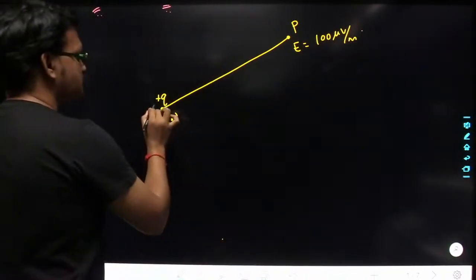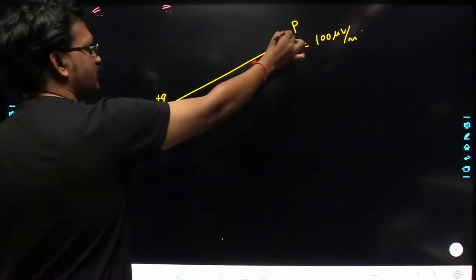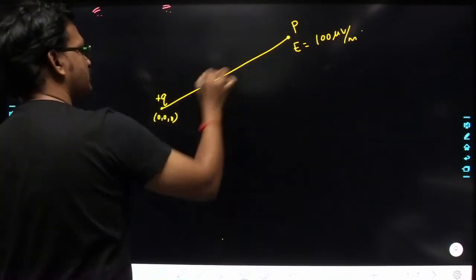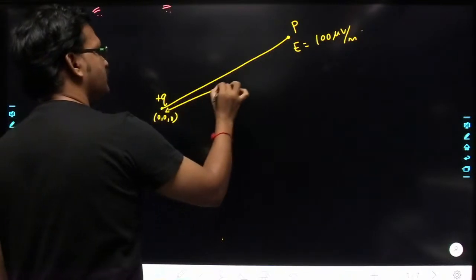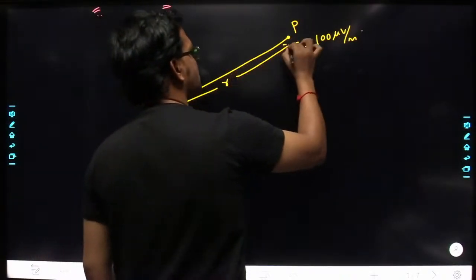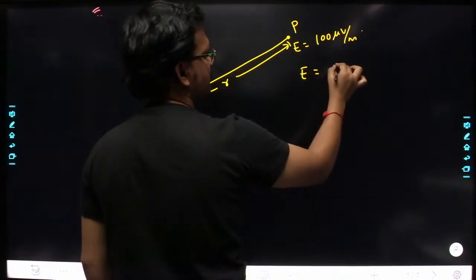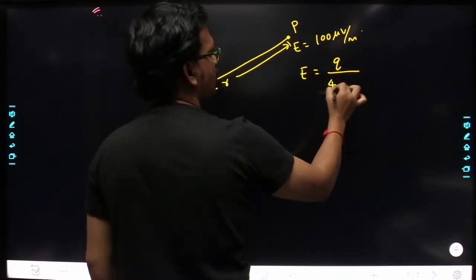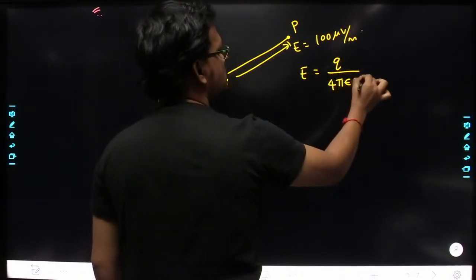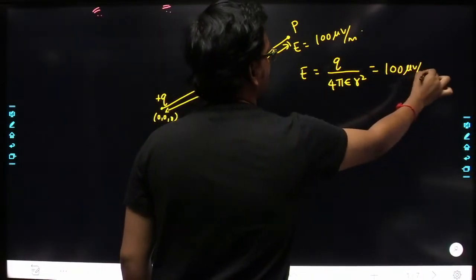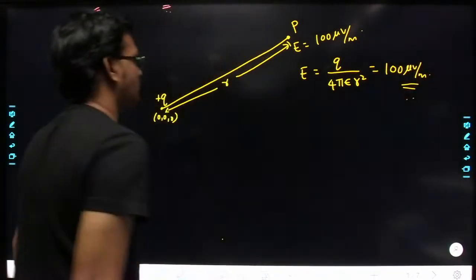We know that due to a point charge q, the electric field at this point P is nothing but what? Let us say the distance from here to here is r. So in this case, what is the expression for electric field? Electric field expression is nothing but q by 4 pi epsilon r square. Its value is equal to 100 microvolt per meter. So this is what they have given.